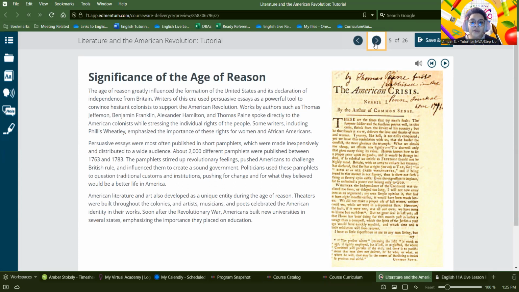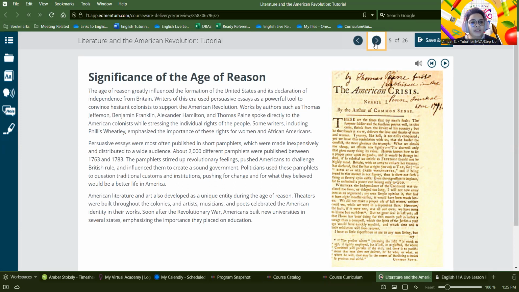The way that people communicated with each other, sharing ideas and their thoughts, was through writing. So that's why we're studying this in the English class. At this time, writers used a lot of persuasive essays to try to convince people to join the American Revolution to fight for their freedom. And because this was a unique period of time, people were writing in a very specific way. That's why we're covering it.